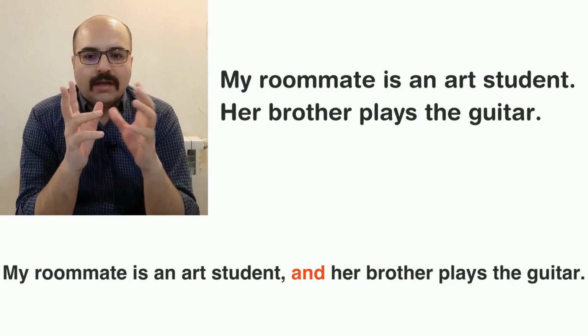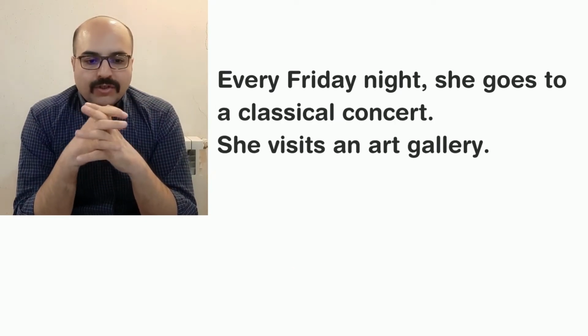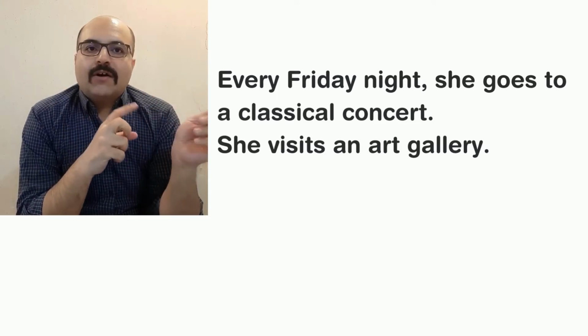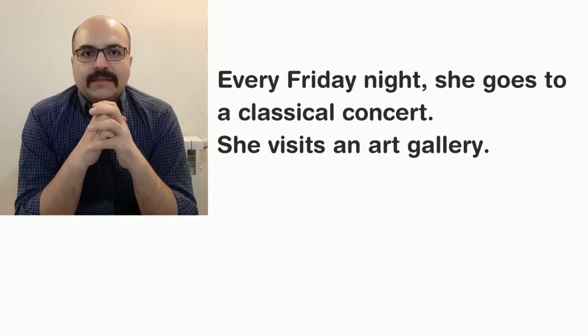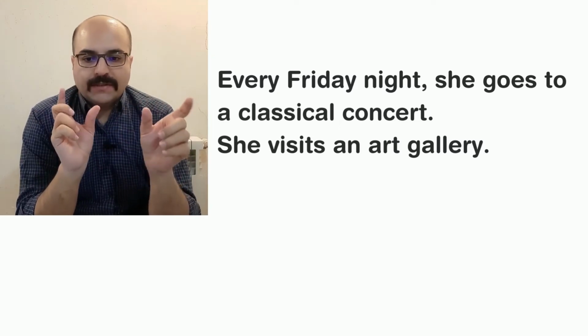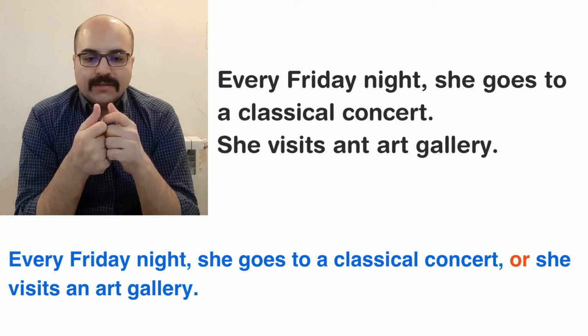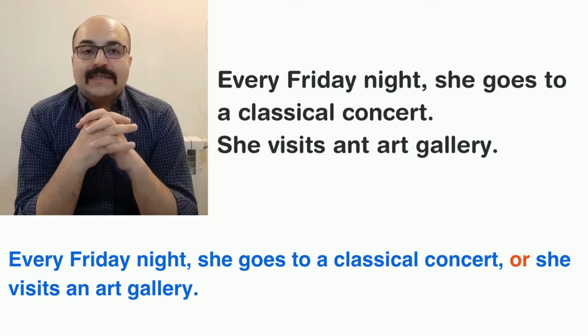Two similar ideas. Every Friday night she goes to a classical concert. She visits an art gallery. How do we link these? Yes, or. Two choices, two alternatives. Every Friday night she goes to a classical concert or she visits an art gallery.